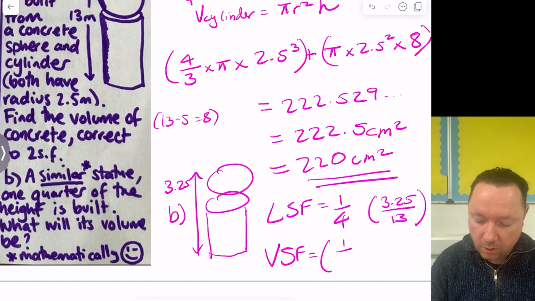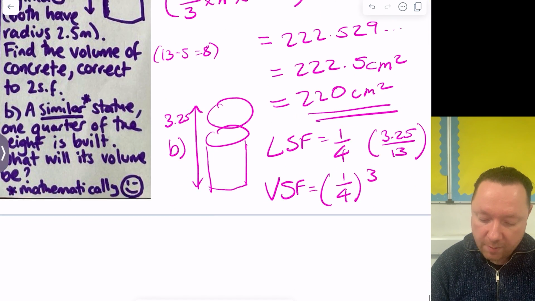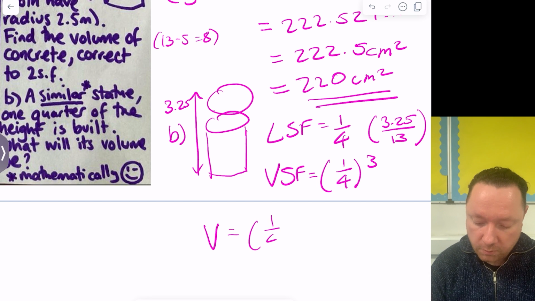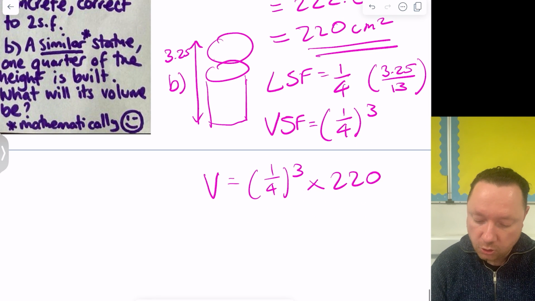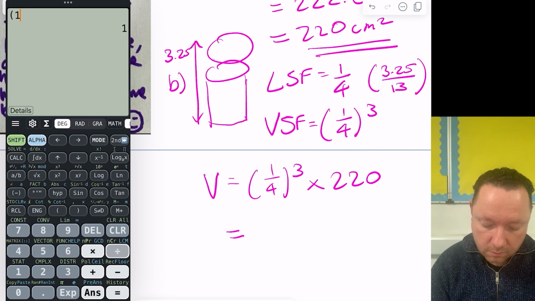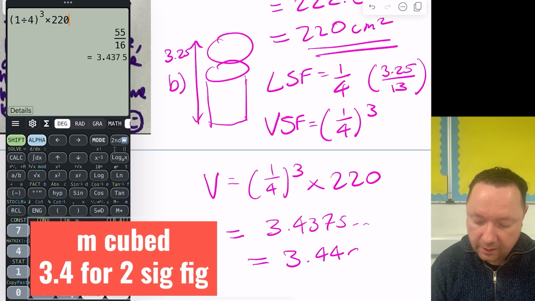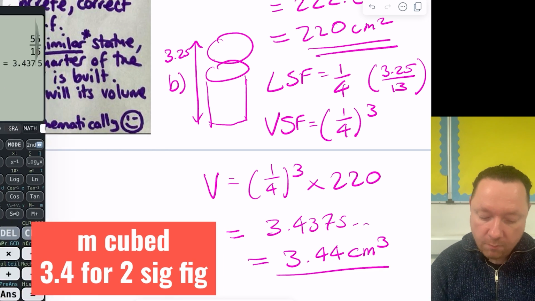So we cube that, 1/4 cubed. So that means that the volume of our new shape is just 1/4 cubed times the volume of the old one, which I'll just use the rounded answer, 220. 1/4 to the power of 3 times 220 is 3.4375, or about 3.44 centimetres cubed. And we're done there.